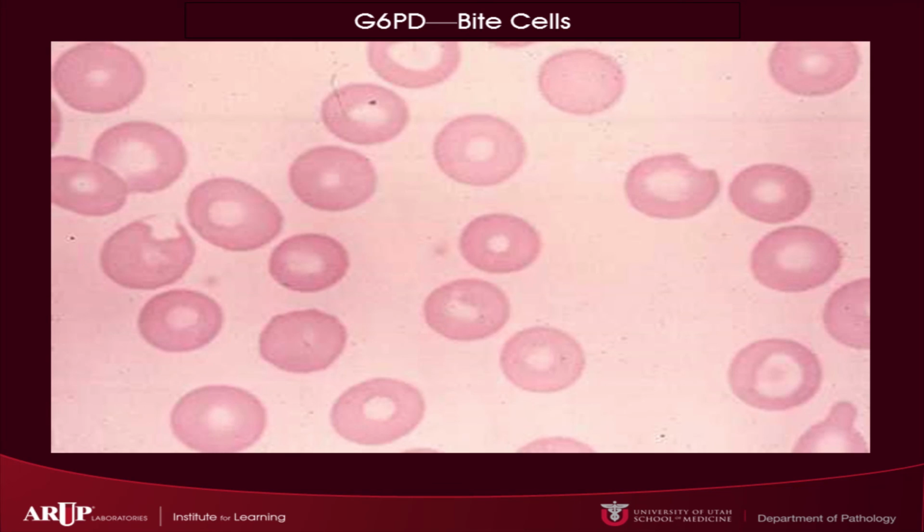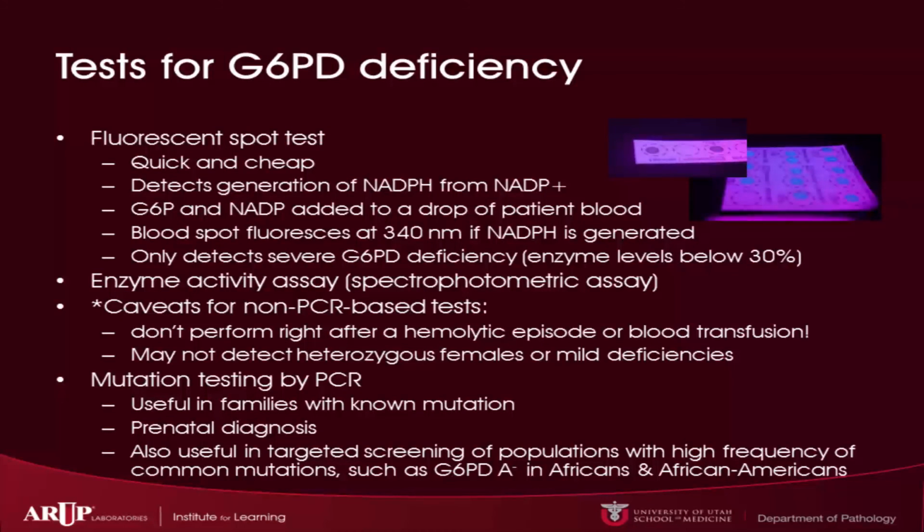Tests, very briefly, for G6PD deficiency. The bedside test is the fluorescent spot test. So these cards have G6P, which is glucose 6-phosphate, and NADP. It basically detects the generation of NADPH from NADP. So we need to put the patient's sample on this card. If G6PD is there, then NADPH is generated. And if there is no G6PD, then NADPH would not be generated.